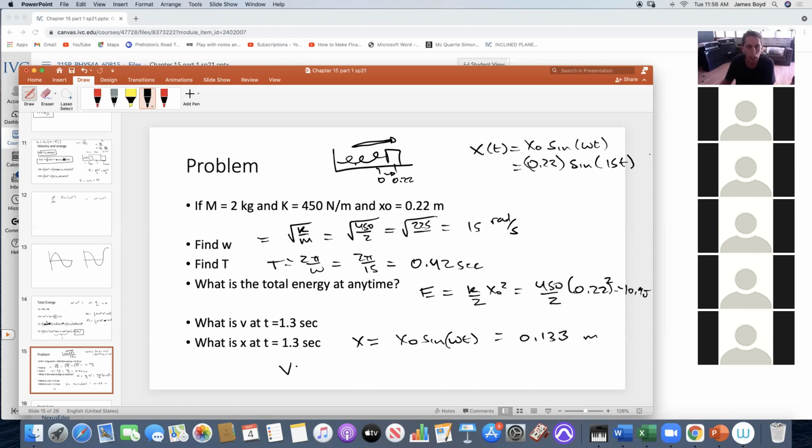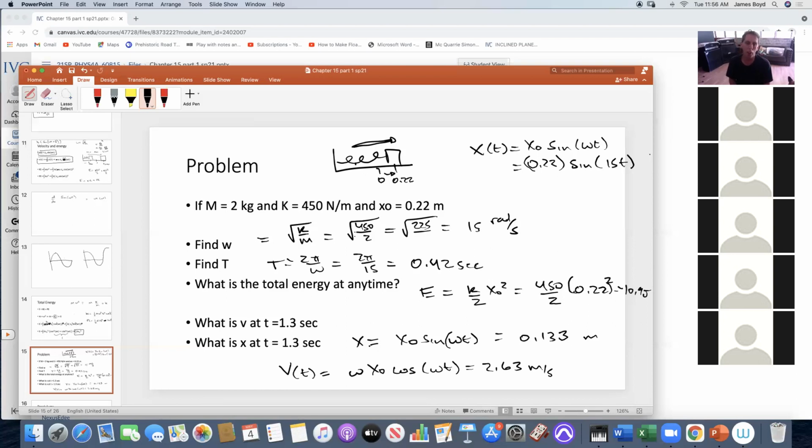V of t is the derivative of x. So that is omega x naught cos omega t, which is equal to 15 times 0.22 times cosine of 15 times 1.3, which is 2.63 meters per second. And that's it. That's about as hard as this gets.